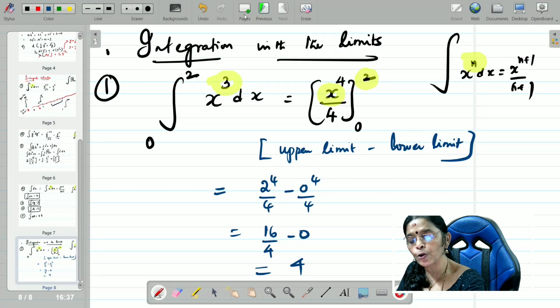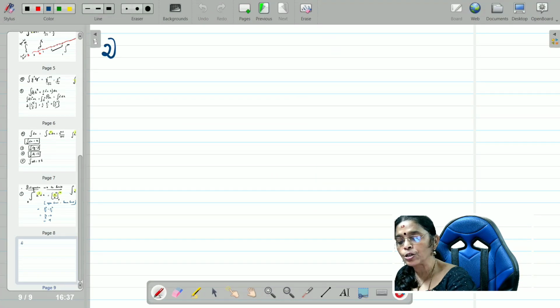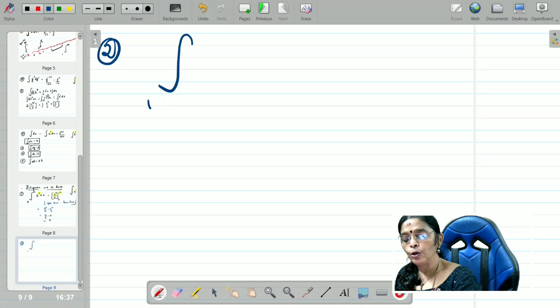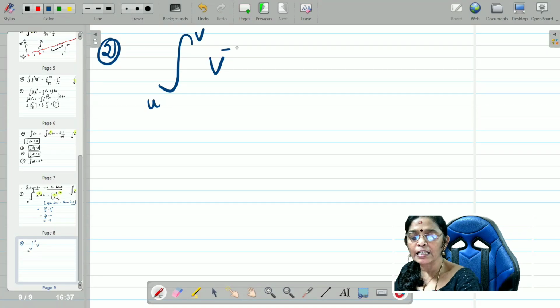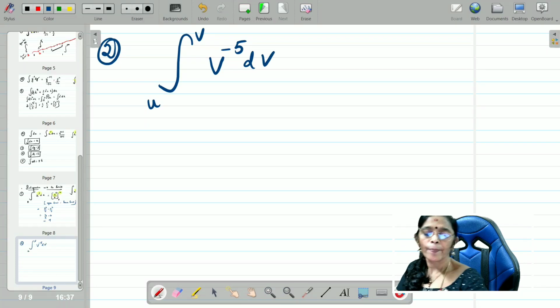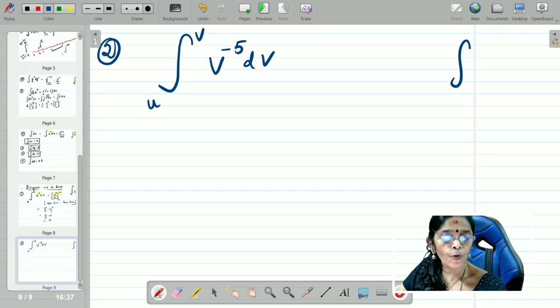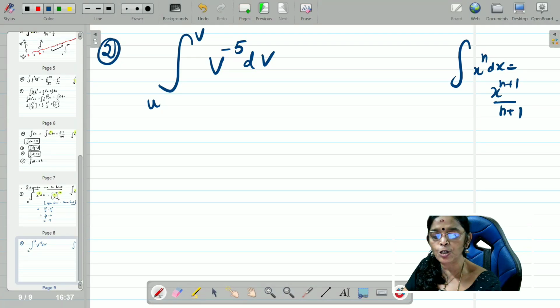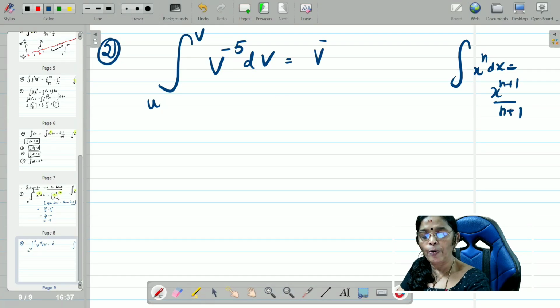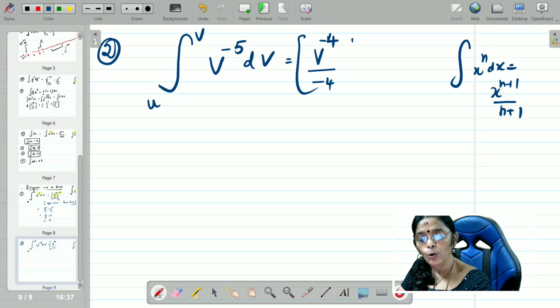One more question we'll go for, right? Second question. Apply the limit u to v. I am applying the limit. V power minus 5 dv. Now use the formula. What is integral x power n dx? By this time you must have known, you are well versed. X power n plus 1 by n plus 1. Substitute. So that is equal to v power minus 5 plus 1. That is minus 4 divided by minus 4, u to v.